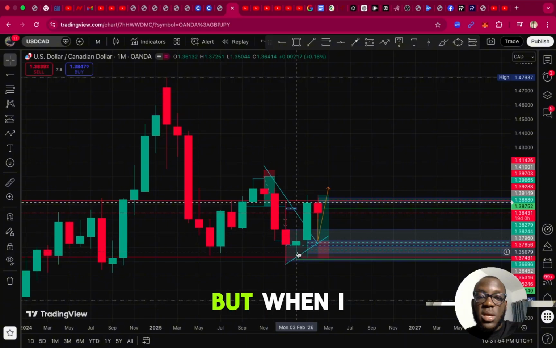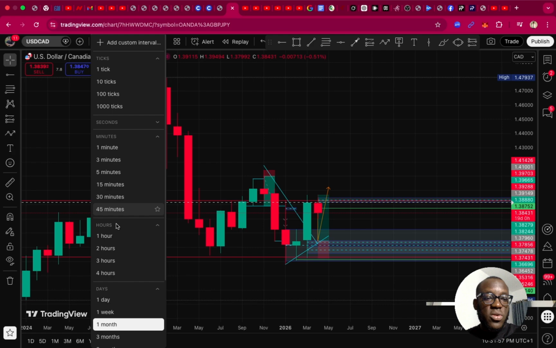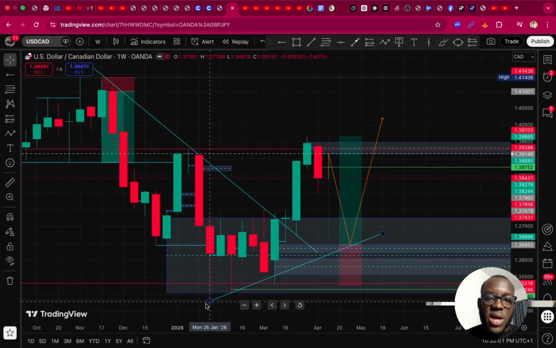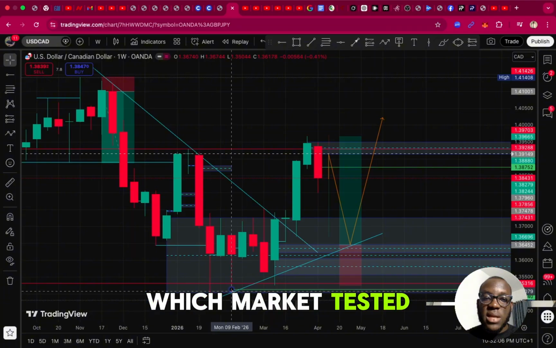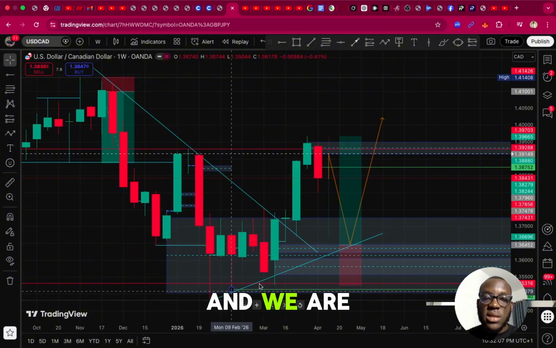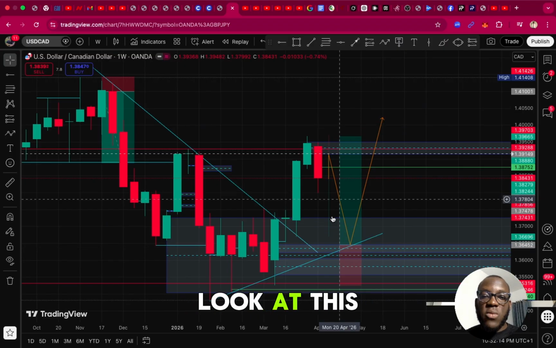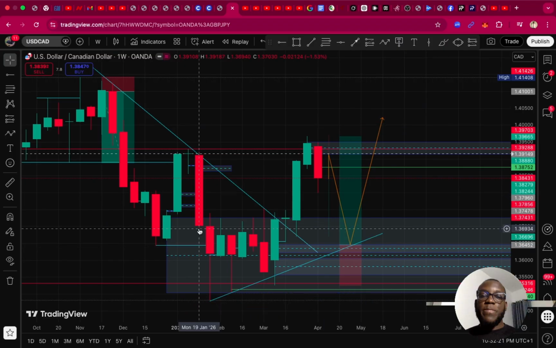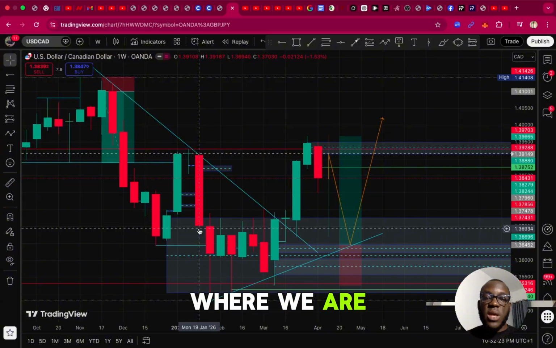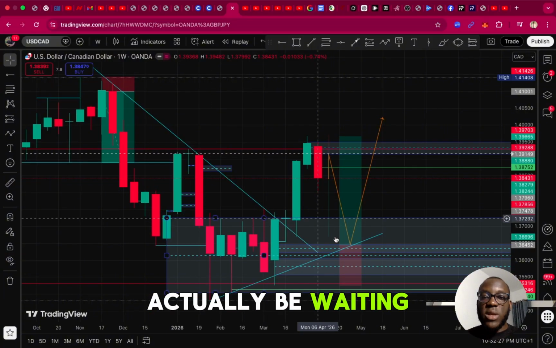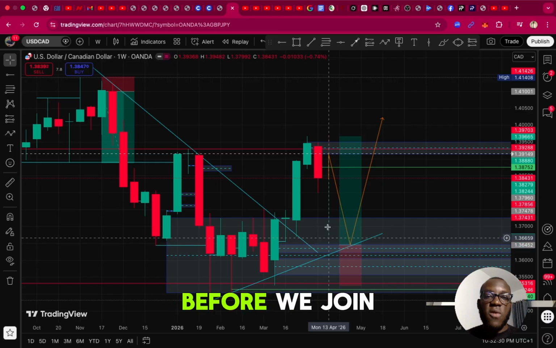But when we come down to 1 hour time frame, we see that we have another uptrend which the market tested about 3 times, and we are expecting it to test again the 4th time before moving up. And when you look at this area, it's very much an area where we are going to be looking out for, but we can't actually be waiting for it to come down here before we join the market.